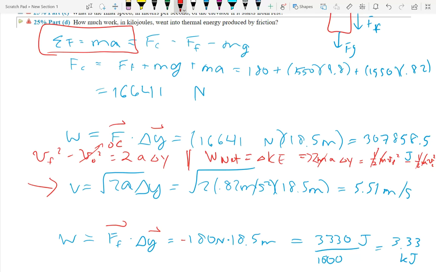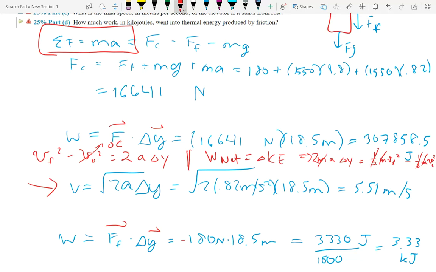Now that's not the final answer because it didn't ask what's the work done by friction. If it asked what's the work done by friction, it should have been a negative value. And what they had was the calculation for the work done by friction. So how do I go from the negative value for the work done by friction to the correct positive answer?